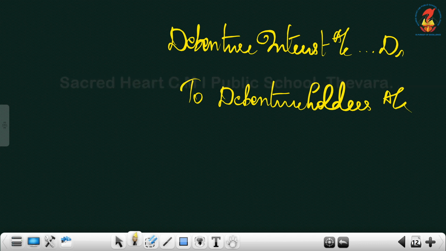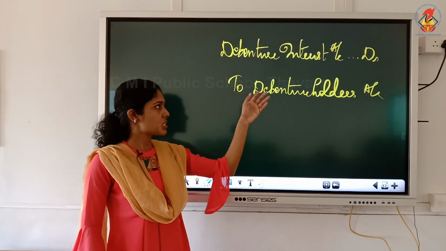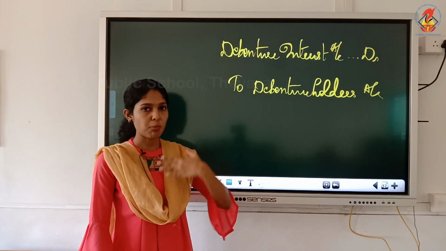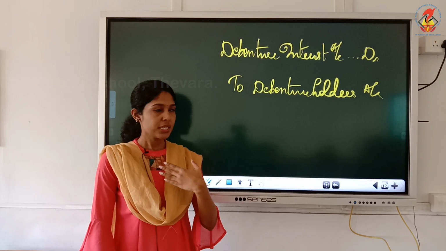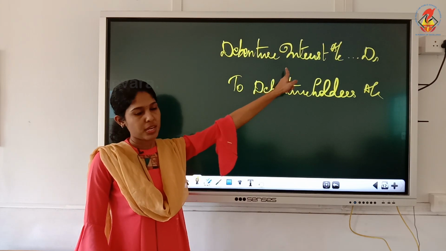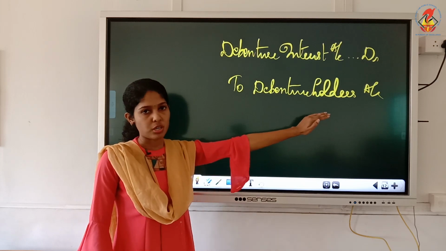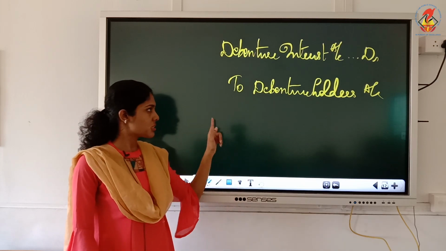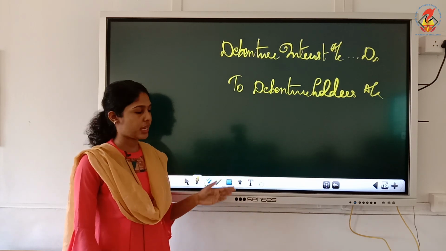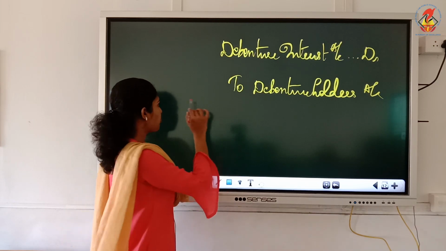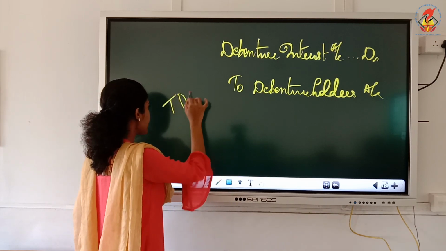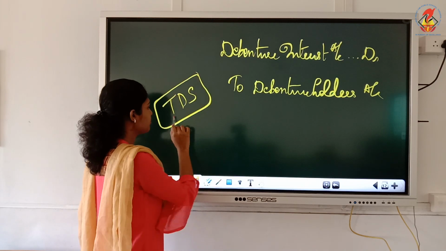Interest is debited because this is being recorded in the company's books, and for the company interest is an expense, so that must be debited. It's given to whom? To debenture holders. So you write the credit as debenture holders. That's a basic entry. Now there is a topic here, TDS, which you have to listen carefully.